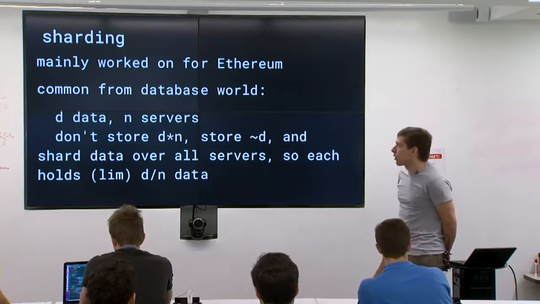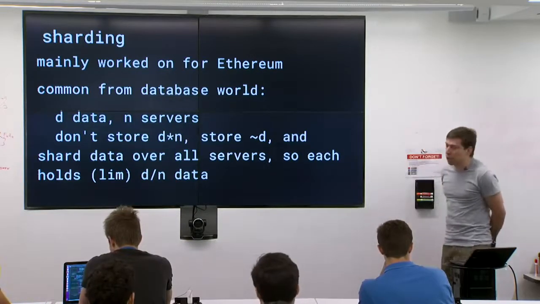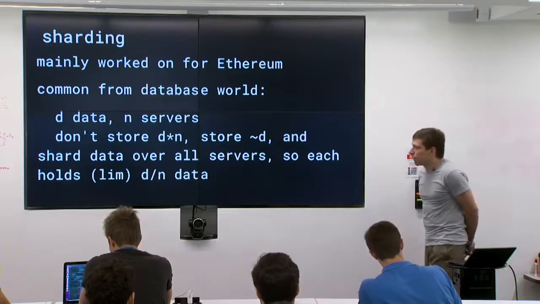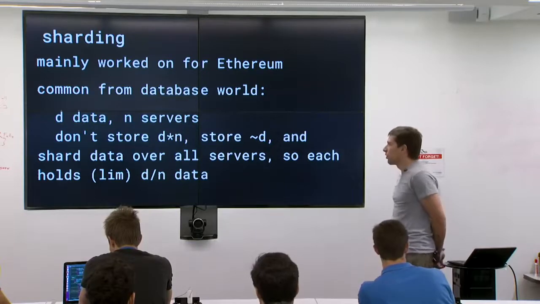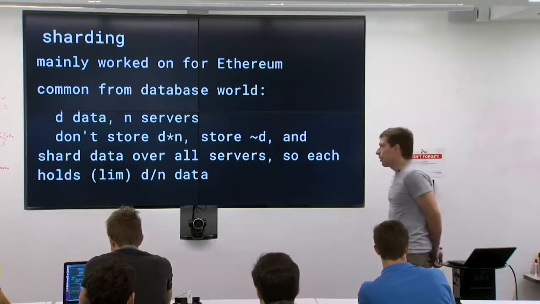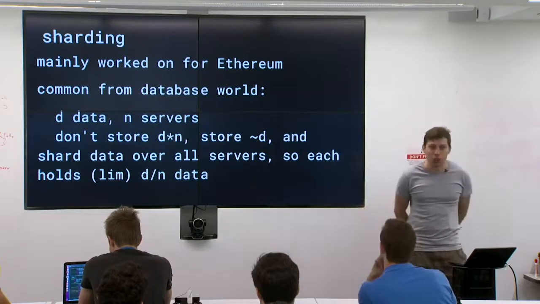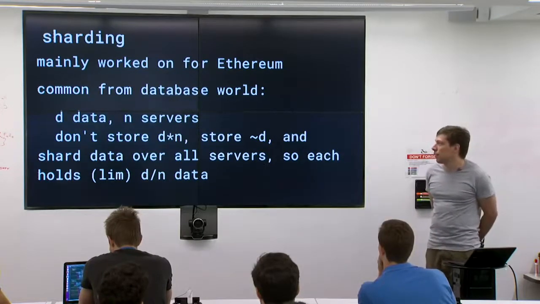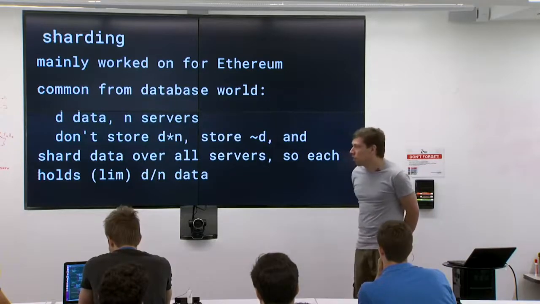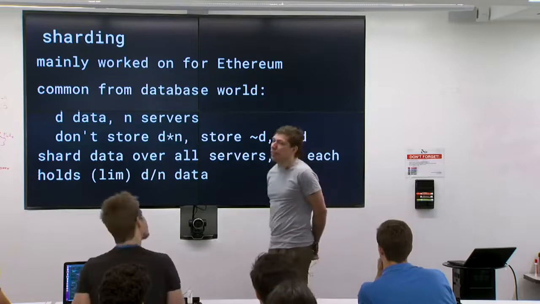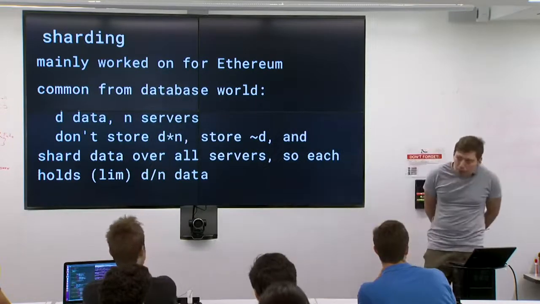This is mainly being worked on in the context of Ethereum, and it's sort of their holy grail of scalability. It's common in the database world where you've got D data objects and N servers. In the case of Bitcoin or these blockchains, you just store D times N, right? Every node stores all data. Instead, store something closer to D itself and shard the data over all the servers so that each server holds D divided by N, right? So if you have 10 servers and a gigabyte, have them each store 100 megs, and then you still have all the data.